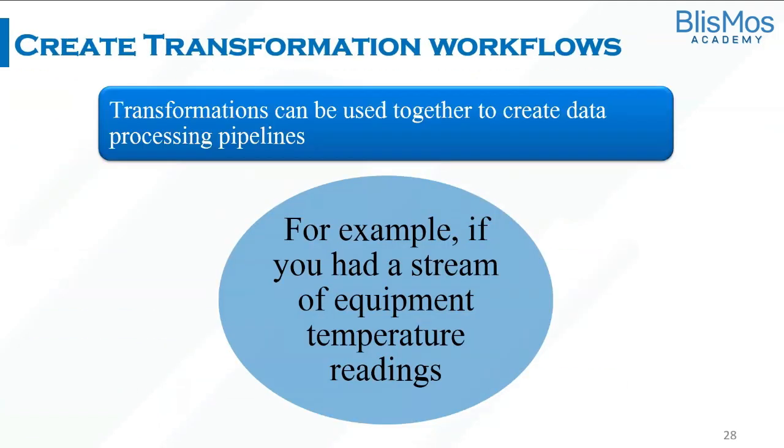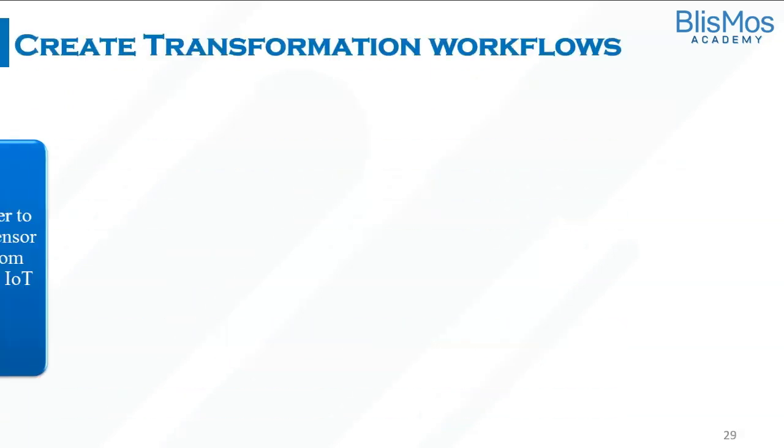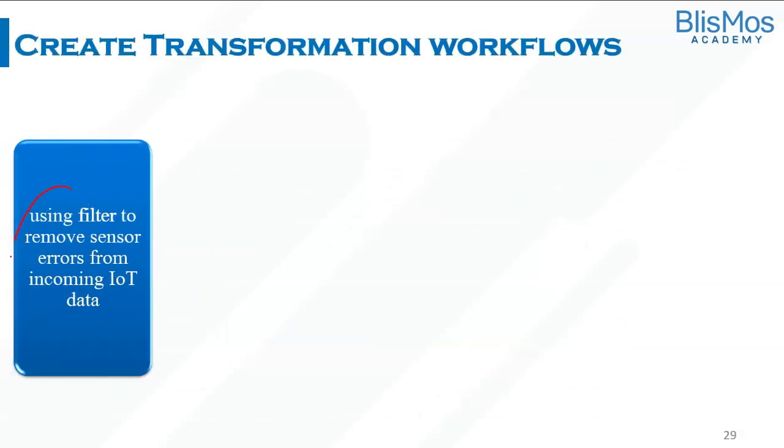Let's take an example of how you can use the transformation. Assume that you are capturing the temperature of equipment continuously. How do you use the data, apply transformation, and take the data for further use? The first thing you can do is use the filter and remove the sensor errors from incoming IoT data, because when we say temperature, we are talking about IoT data here. So I am using a filter here.